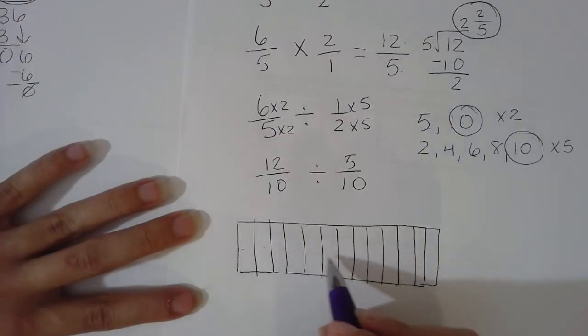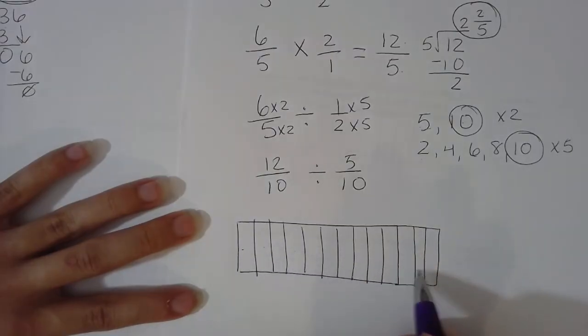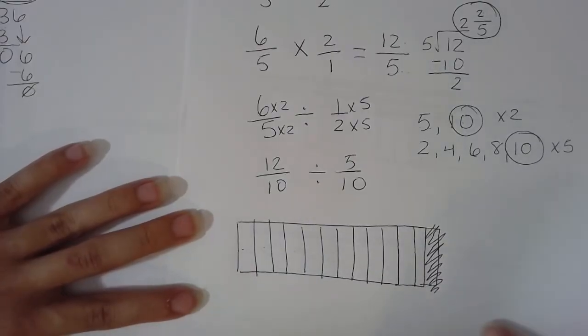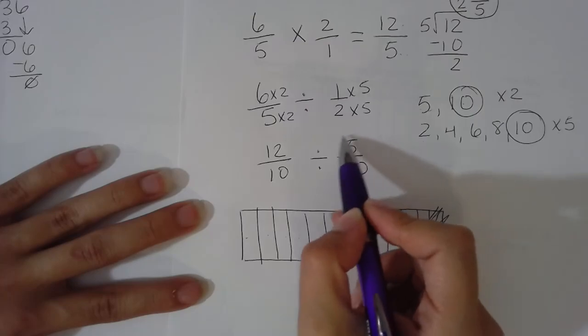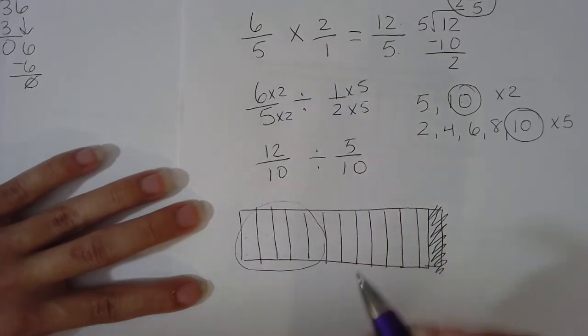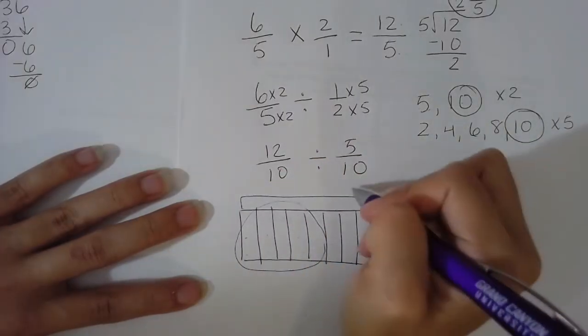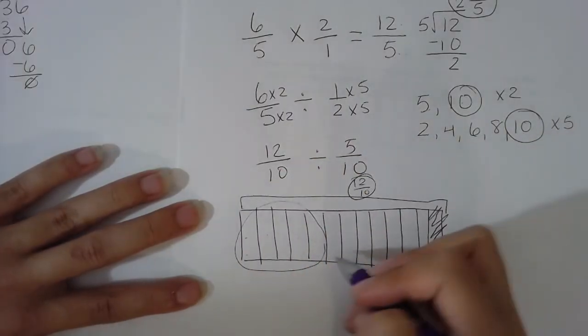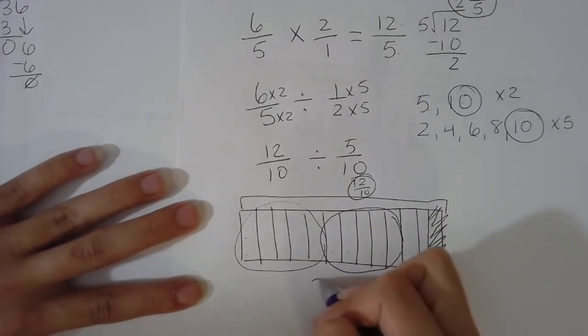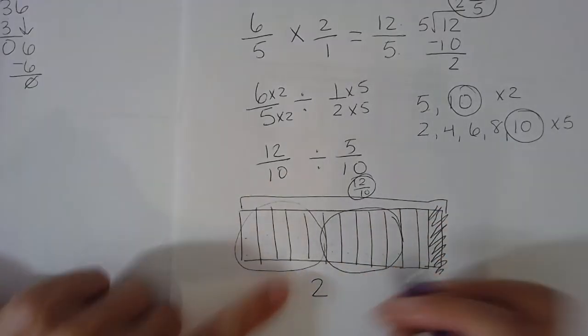One, 2, 3, 4, 5, 6, 7, 8, 9, 10, 11, 12. Oh, I'm adding extra stuff I don't even need. 12 parts, circling groups of 5. 1, 2, 3, 4, 5. 1, 2, 3, 4, 5. So I have 2 whole parts, 2 whole groups.